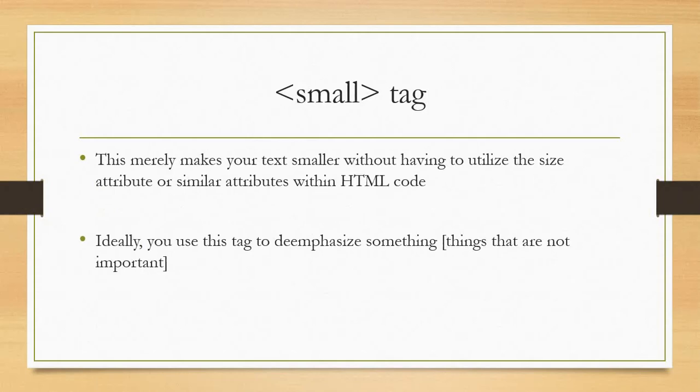The small tag merely makes your text smaller without having to utilize any of the size attributes or related attributes when you're producing HTML code. In essence, you want to use this tag when you want to de-emphasize something, things that are not as important. So for example, if you post something and it's not as important as the other aspects within the HTML code, you may want to make that text smaller. You use the small tag.